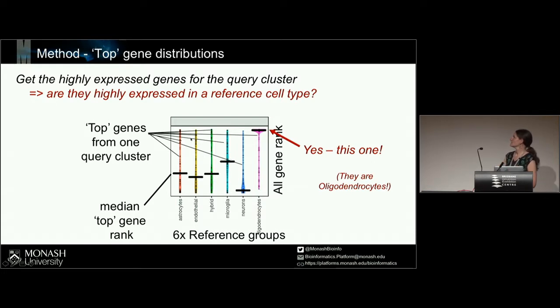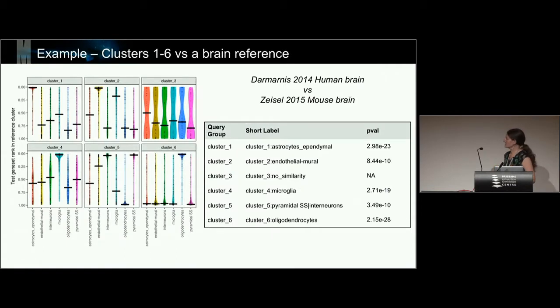And you can see here that we're just plotting the same set of genes on each of these different reference rankings. And we want to see the one at the end here in the pink, where those top genes from the query also happen to be the top genes in this particular reference group. So we suspect that, okay, well, these are oligodendrocytes. And those are actually oligodendrocytes because that's real data. I've been testing this, and this example is from a query human brain data set versus a mouse brain data set.